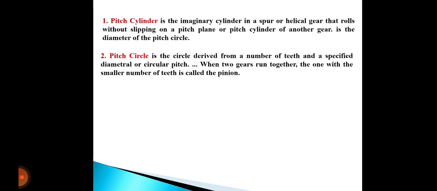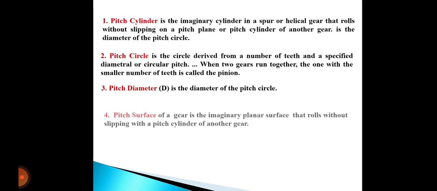Now, the pitch circle. Pitch circle is the circle derived from a number of teeth and a specified diametral or circular pitch. When two gears run together, the one with the smaller number of teeth is called the pinion. Pitch diameter: d is the diameter of the pitch circle.